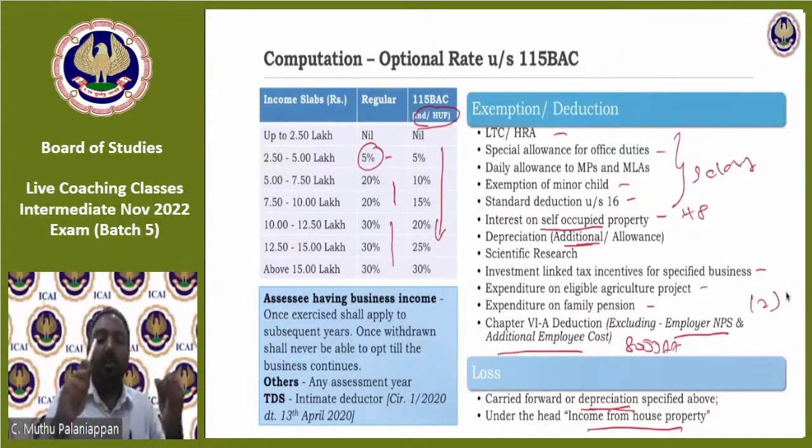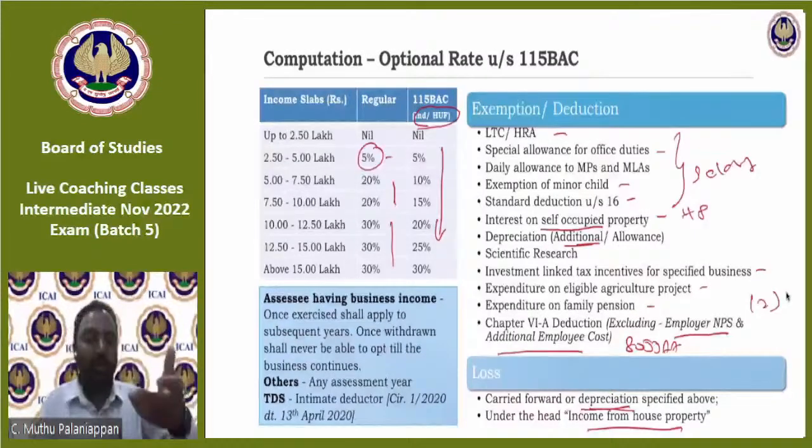None of this is allowed. You're also not allowed interest on self-occupied property. And then in PGBP, you're not allowed additional depreciation, scientific research, or family pension expenditure. And then the Chapter 6A deductions are also not allowed. So all of this, which can otherwise be claimed, is not eligible.